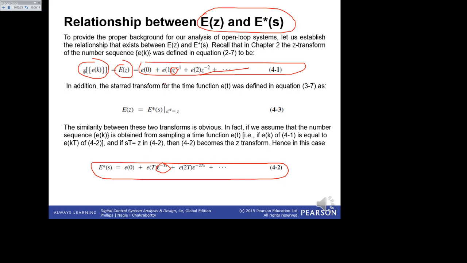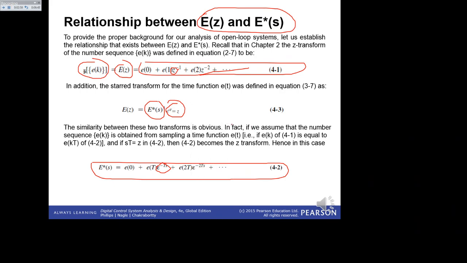So you see that the difference between them is that when Z equals e to the power ST, then E asterisk S is going to be EZ. That's just the difference between them. So in essence, when you know E asterisk S, you can know EZ, or when you know EZ, you can know E asterisk S. When you know E asterisk S, wherever you have Z, replace it by e to the power ST, and then you have your EZ.